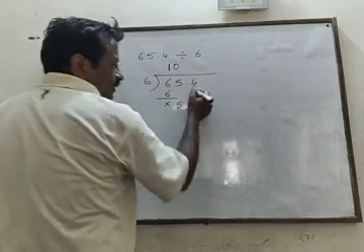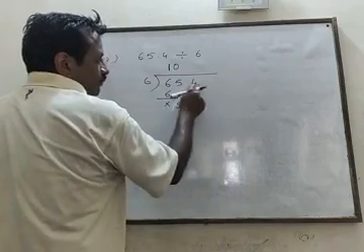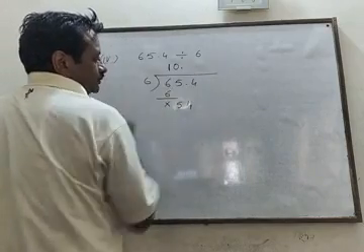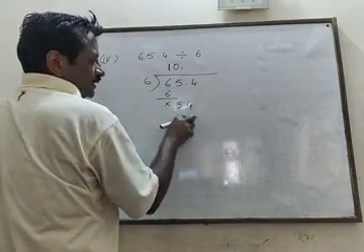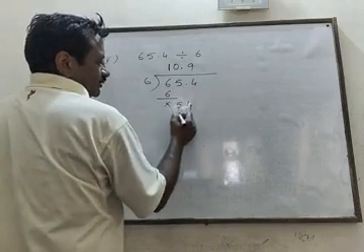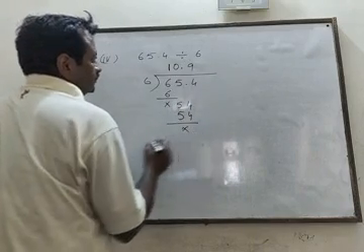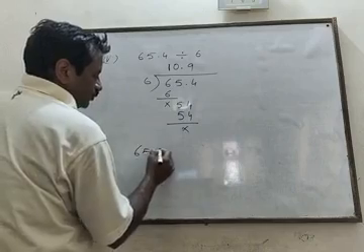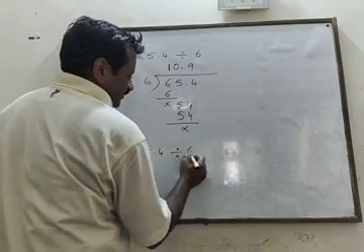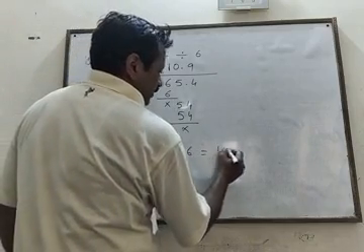Now carry down next 4. But before 4, decimal will go up. Now it is divisible. 6 9 ja 54. So 65.4 divided by 6 is equal to 10.9.